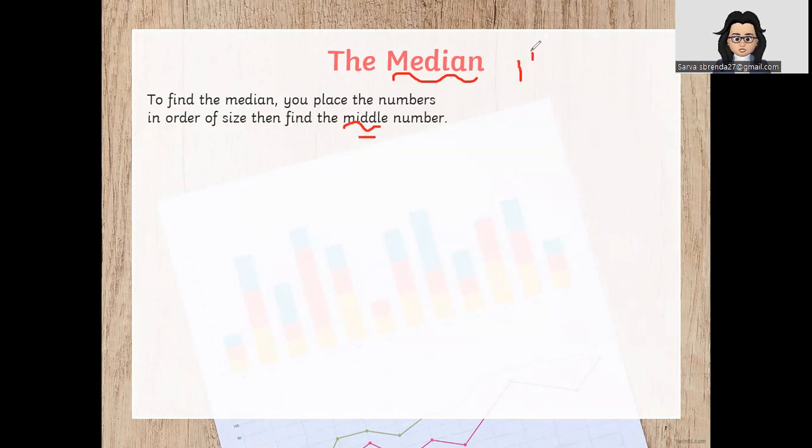But there's two things you'll need to do. First of all, you will need to arrange or order the numbers in ascending or descending order. And then only you find the middle number. All right, so let's have a look.